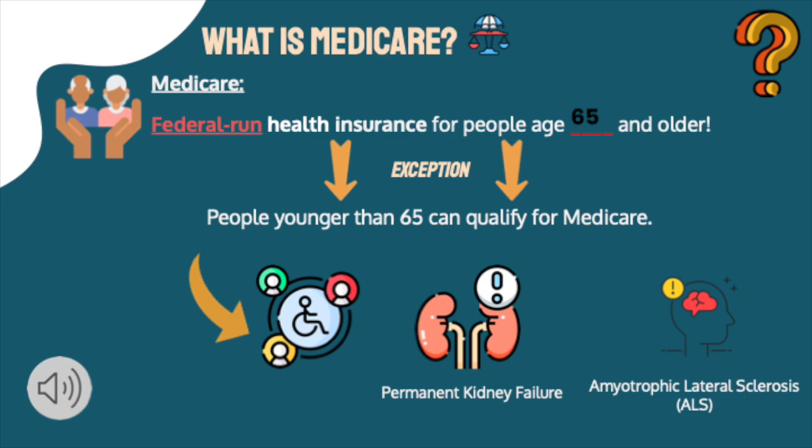Now going into what is Medicare. Medicare is a federal-run health insurance program for people who are 65 years of age or older. There are also exceptions to this age cutoff. Say if you are younger than 65, you can still qualify for Medicare if you have certain disabilities, or have permanent kidney failure, or have amyotrophic lateral sclerosis, or more widely known by its acronym ALS. We will discuss more in depth about eligibility requirements later in the presentation.